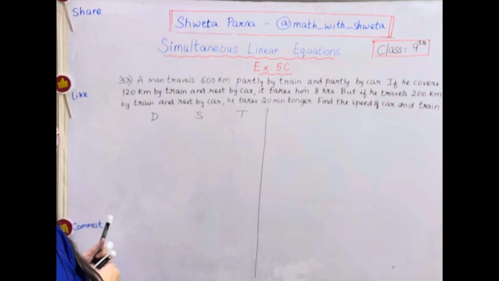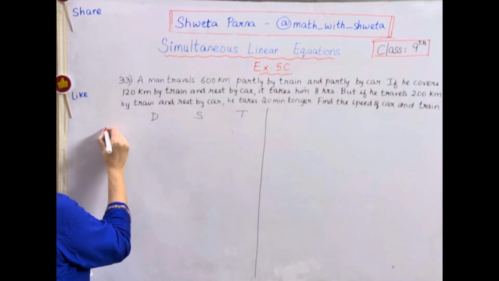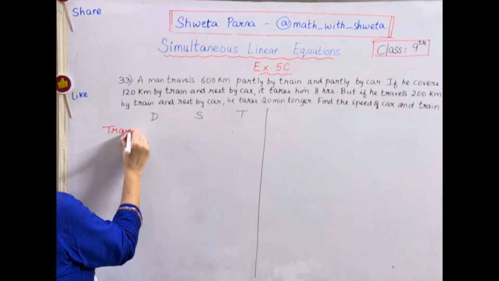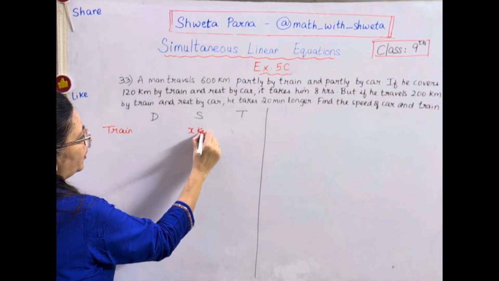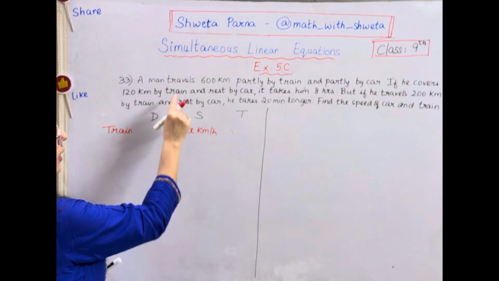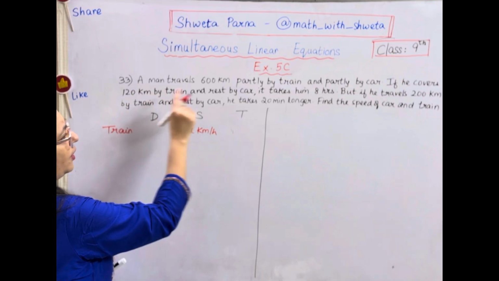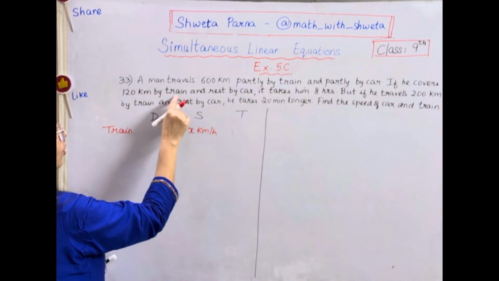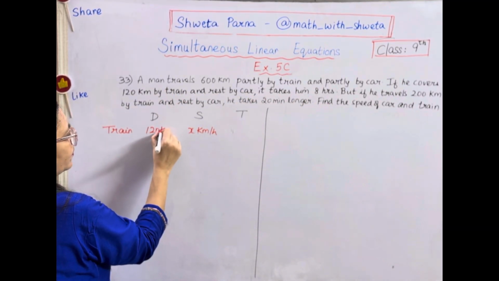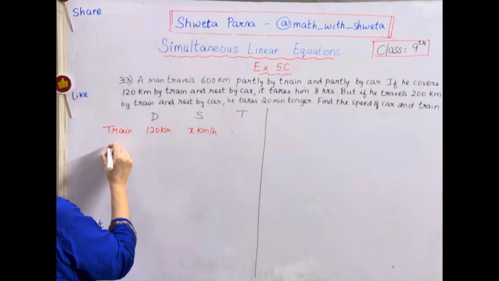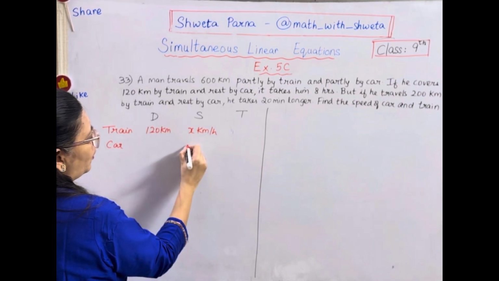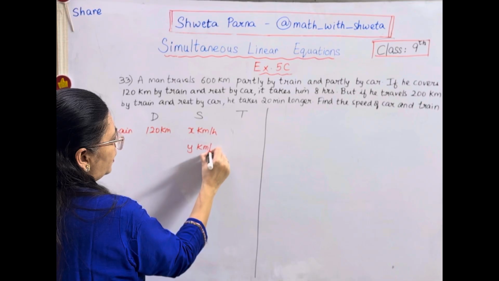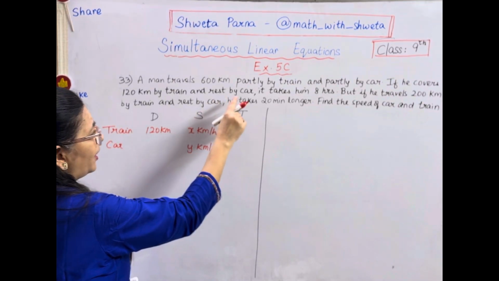What is the speed? Let's assume the speed of the train be x km per hour. And what is the distance he covers? If he covers 120 kilometer by train, then comes car. Let the speed of the car be y kilometer per hour. And the rest by car.